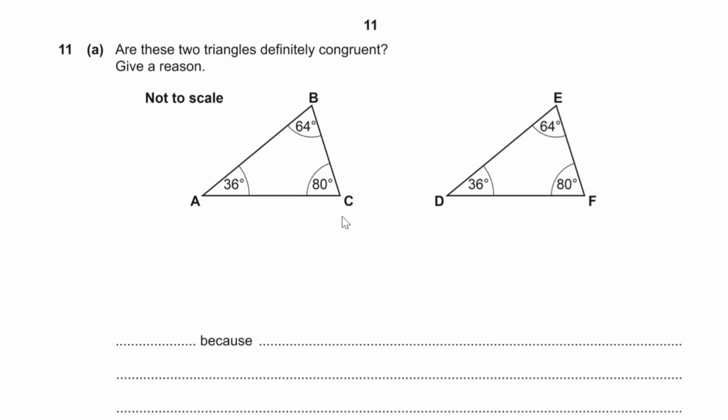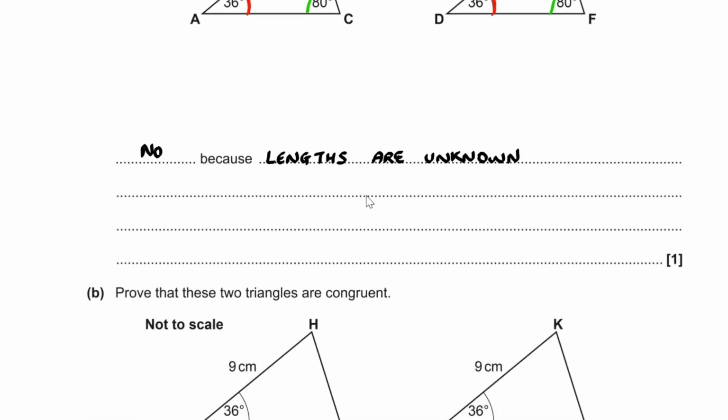Question number 11 for part A. Are these two triangles definitely congruent? Give a reason for your answer. Well, whilst this angle corresponds with this angle, and whilst this angle corresponds with this angle, and whilst this angle corresponds with this angle, what you can see here is that we don't know anything about the lengths. So we don't know anything about the scale factor. So therefore, what we'd say here is no, because the lengths are unknown.